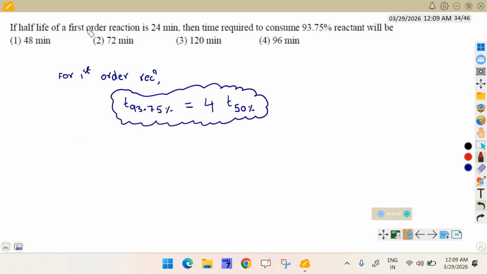If the half-life of a first order reaction is 24 minutes, then what is the time required to consume 93.75% of the reactant? In the case of a first order reaction, the relation between T93.75% and T50% is T93.75% equals 4 times T50%. The T50% value is 24, so 96 minutes. The fourth option is the correct option.